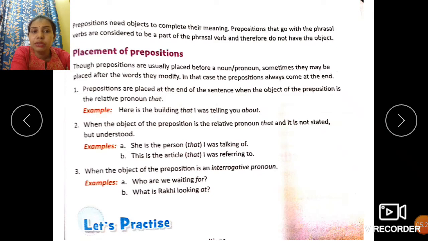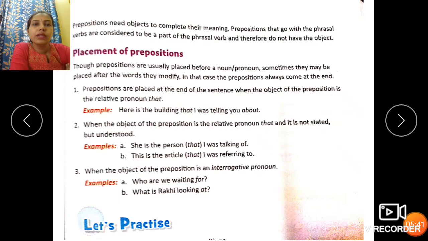So about is used here at the end of the sentence. We cannot use about in the middle of the sentence. Building, which is the object, is in the middle. That is used after the antecedent, and therefore about, the preposition about, is used at the end.